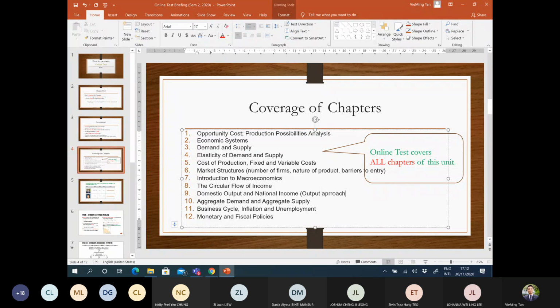Output approach has a few names. Make sure that you can also recall it. Output approach is also called the product approach, or the value added approach, meaning value added.